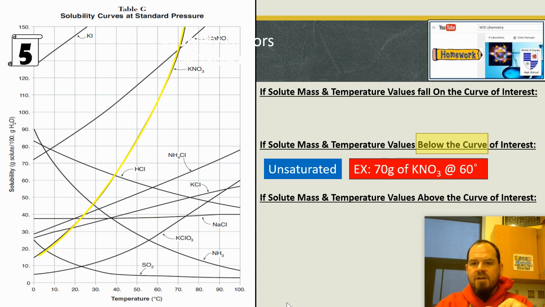So now I'm going to find 70 grams, 60 degrees. Where they cross is that line, that dot. Notice that dot is below the curve. It's not on the curve. You'd have to go up quite a bit to like 106 grams, right? I'd have to raise that red dot up to 106 grams or change the temperature. It's below the line. That's what we're getting at.